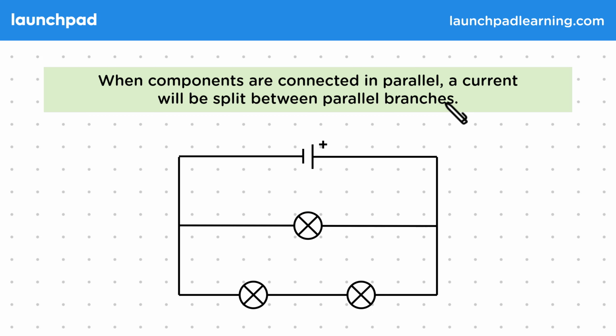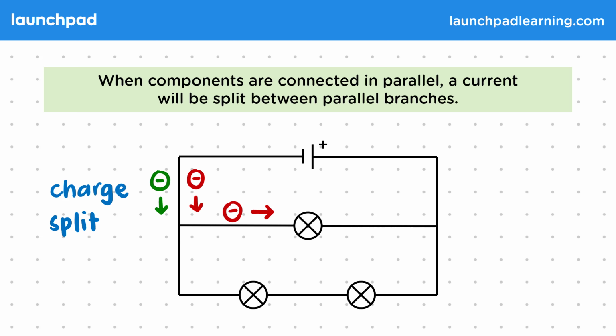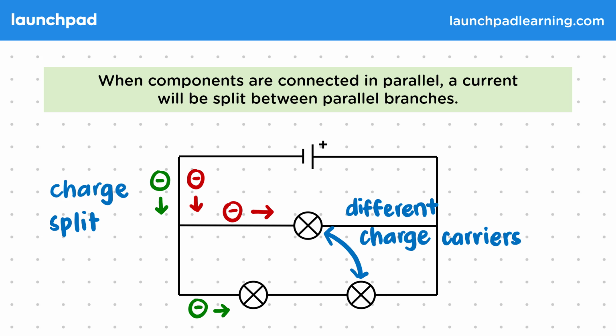Let's see what this means by taking a look at another circuit with parallel branches and components. Remember that when a current flows around a circuit, it's because charge carriers, in this case delocalized electrons, are travelling around it. When these charge carriers reach the junction, they'll split up and travel down different branches. Some will travel along the middle branch, and some will travel along the bottom branch. This means that these two parallel lamps will have different charge carriers flowing through them. In other words, the current has been split between these paths.